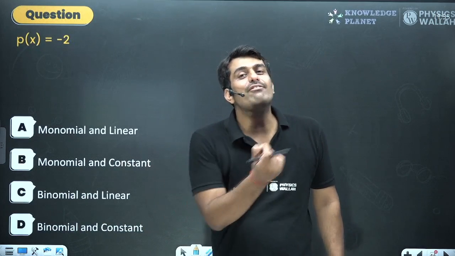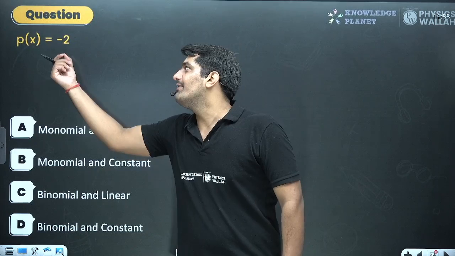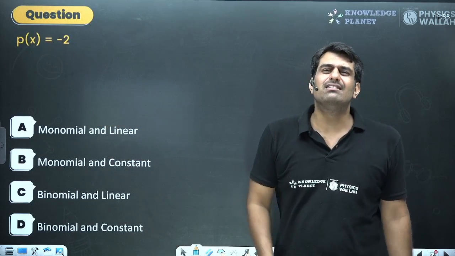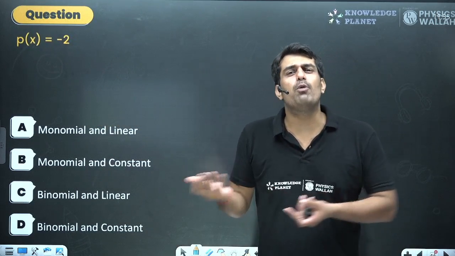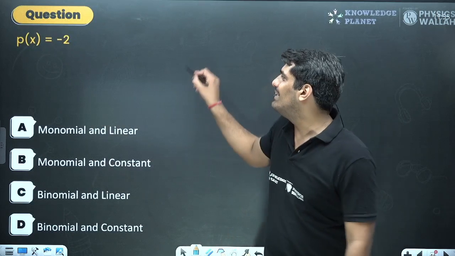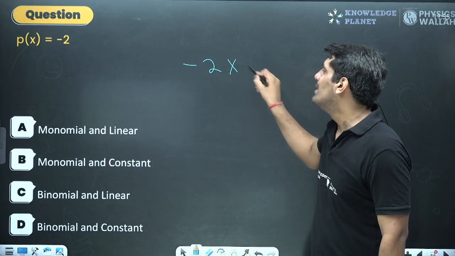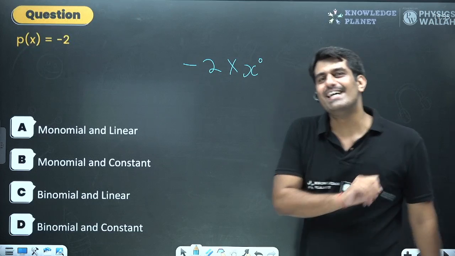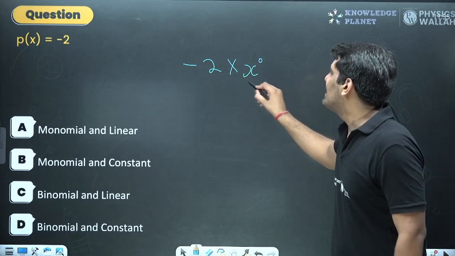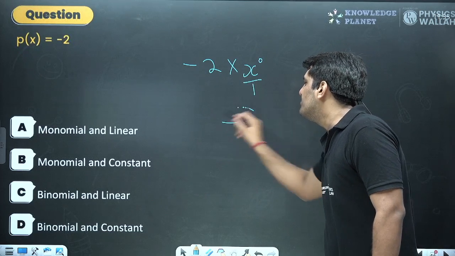Polynomial with a variable x. Polynomial with a variable of x equals to minus 2. So there is no x after equals to. How is it a polynomial of a variable x? You can always write it in this manner. I already told you x raised to the power 0. Right? Now, if we have this as 1, so it finally ends up with minus 2 only.